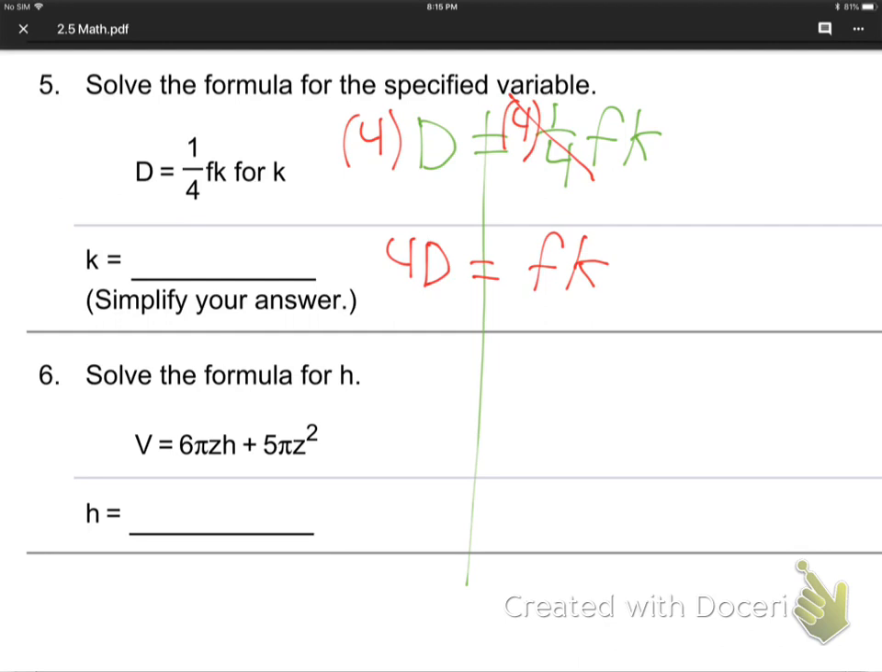Good so far? Now, what are we trying to get alone here? Okay, K. They told us to get the K alone. So what am I going to do to get K alone? Good, exactly. Divide by that F on both sides, there it is. K equals 4D over F. Are you getting more comfortable with those fractions and how that works? Kind of the same thing every time? 4D over F there. Any questions on that one? All right, I'll move on if you're good.